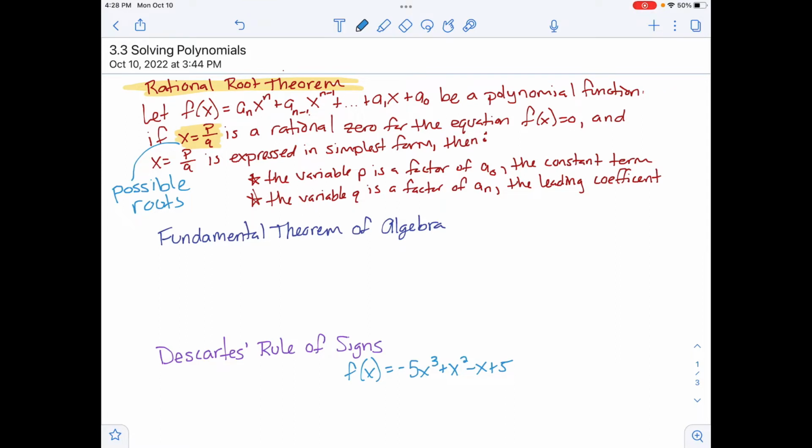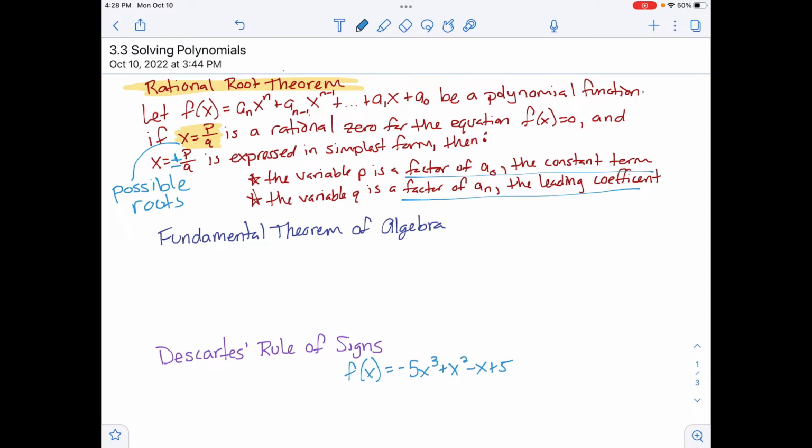Now, what is P and Q? P is a factor of the constant. Q is the factor of the leading coefficient. So know what they are. Okay? P is the factor of the constant. Q is the factor of the leading coefficient. So you put those above each other, and then you actually do the plus and minus of each of them. Okay? So we'll use that here in a minute.